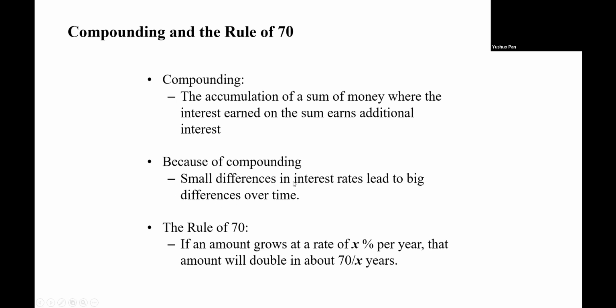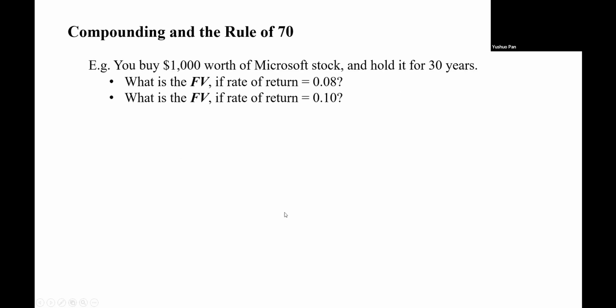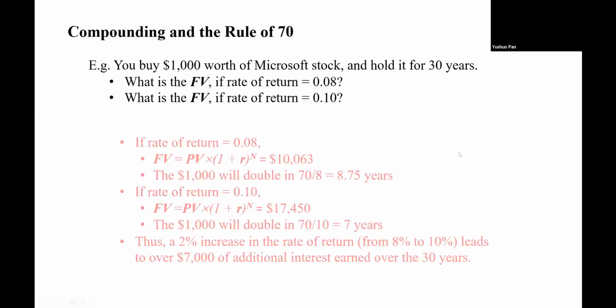So why do small differences in interest rate lead to big differences over time? We are going to watch this example together. If you have $1,000 and want to buy a Microsoft stock with that amount and hold it for 30 years, assume there is no dividend or anything, just this amount of money. The rate of return is 0.08 or 10%. What's the future value?